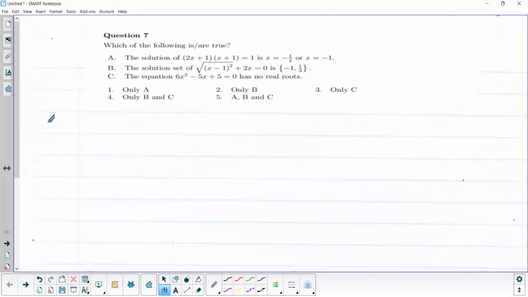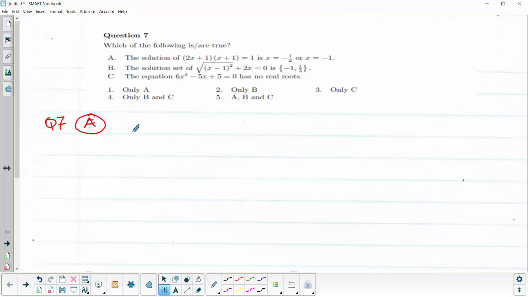Answer to question 7. So we are given the question, which of the following is true, or which of the following are true. So let us start from A and ascertain whether A is correct or not.